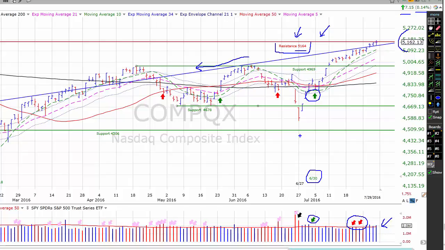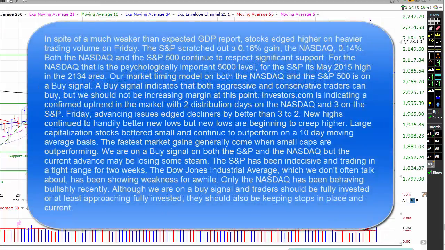See what the S&P 500 is up to. But before we do that, in spite of a much weaker than expected GDP report, stocks edged higher on heavier trading volume on Friday. The S&P scratched out a 0.16% gain, the Nasdaq 0.14%. Both the Nasdaq and the S&P 500 continue to respect significant support. For the Nasdaq, that's the psychologically important 5,000 level. For the S&P, it's the May 2015 high in the 2134 area. Our market timing model for both the Nasdaq and the S&P 500 is on a buy signal.